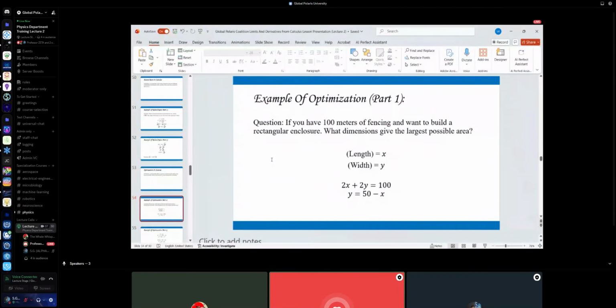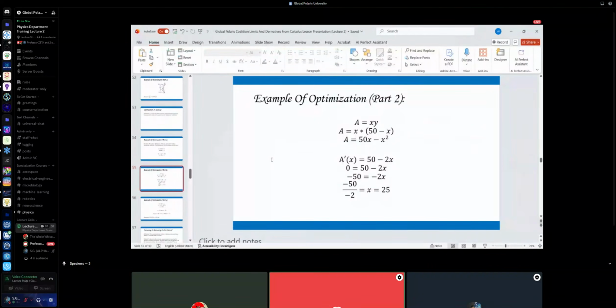So let's say the length is x and the width is y. We are looking at the perimeter. I know we are talking about area, but just trust the process for this. The perimeter, 2x plus 2y, is 100, and if you do the calculations where you solve for width, you get 50 minus x. Now we know area is the length times the width.